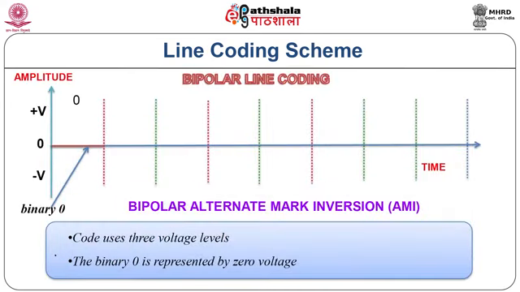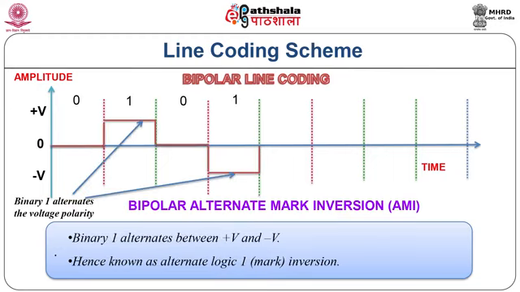Bipolar alternate mark inversion uses three voltage levels, positive, 0 and negative, to represent binary states. Voltage level for one logic state is at 0 and the other alternates between positive and negative. As seen in the figure, unlike return to 0, the 0 level represents binary 0. Binary 1 alternates between positive voltage and negative voltage level, hence it is known as alternate mark inversion.